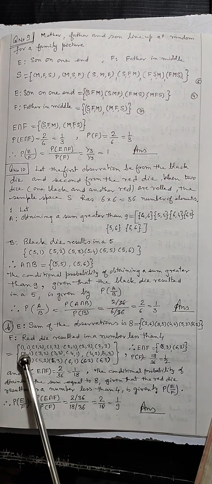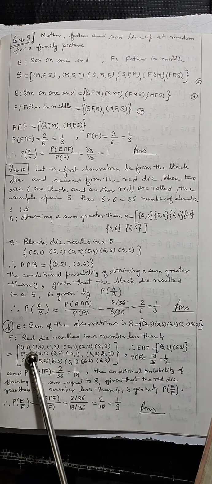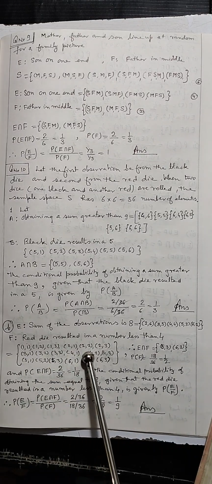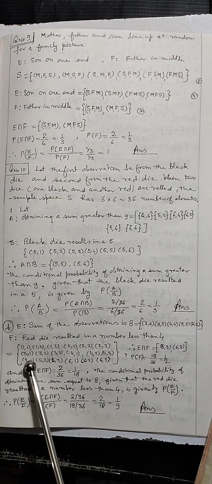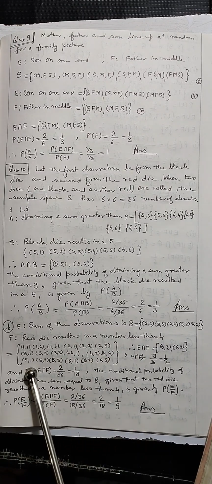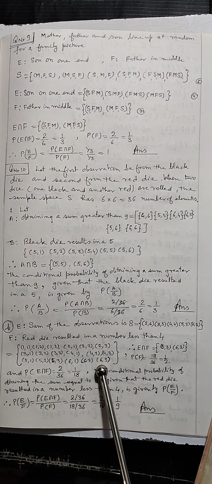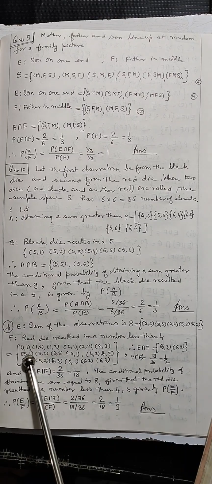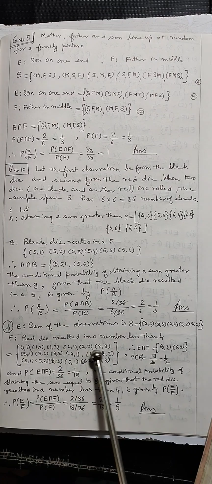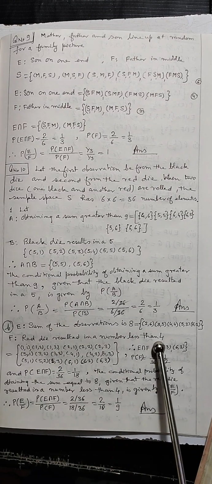So let us see: 1, 1, 1, 2, 1, 3. See, now at second number there is 1, 2, 3. Then 2, 1, 2, 2, 2, 3, 3, 1, 3, 2, 3, 3, 4, 1, 4, 2, 4, 3, 5, 1, 5, 2, 5, 3, 6, 1, 6, 2, 6, 3. In all cases, you will find that the second number is less than 4, because the red die resulted in a number less than 4.